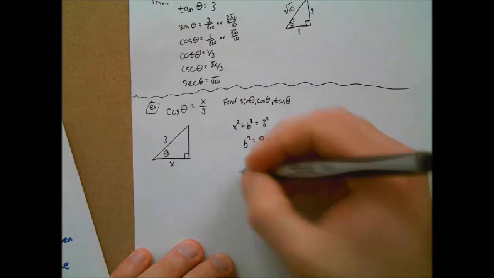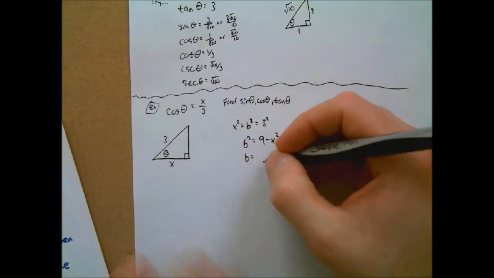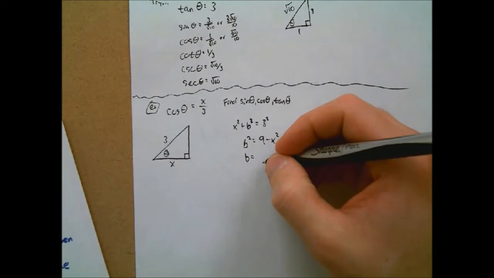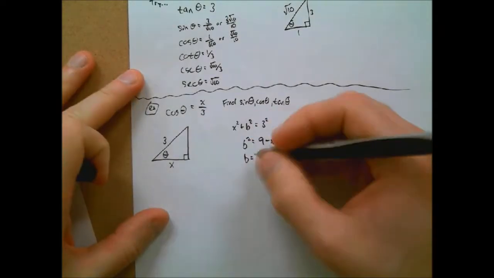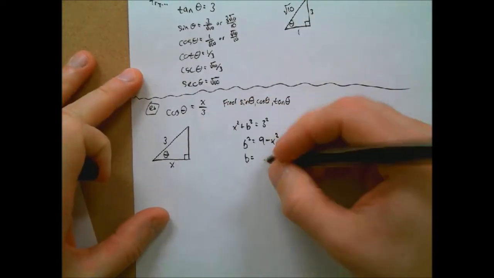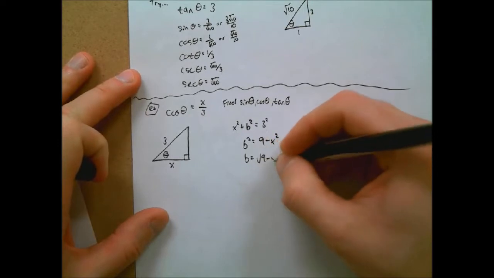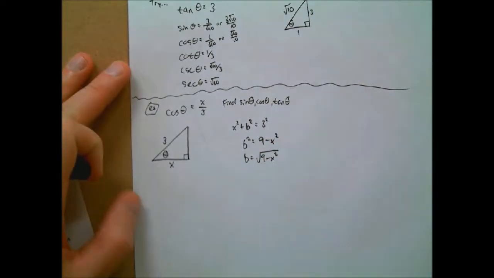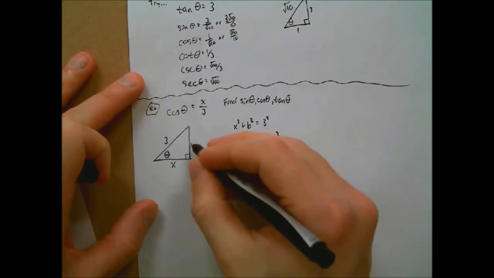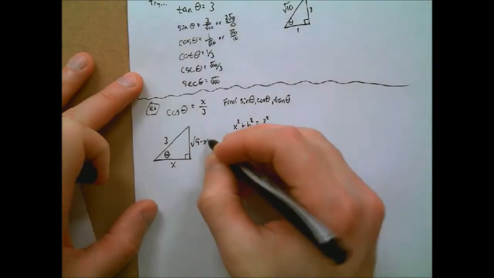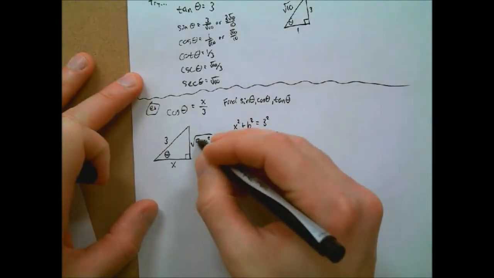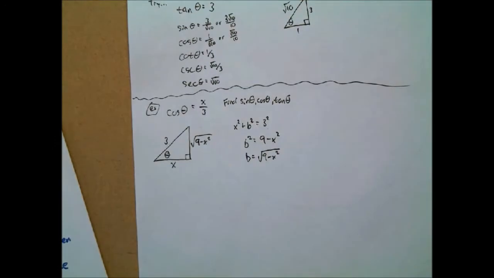Right? And then b equals, technically it should be plus or minus, but since we're talking about a triangle here, and we're not talking about any sort of quadrants or anything, we'll just say positive. Square root of the quantity 9 minus x squared. So this leg over here will be represented by the square root of 9 minus x squared. Okay, that's kind of the best we can do, given the information that we have.